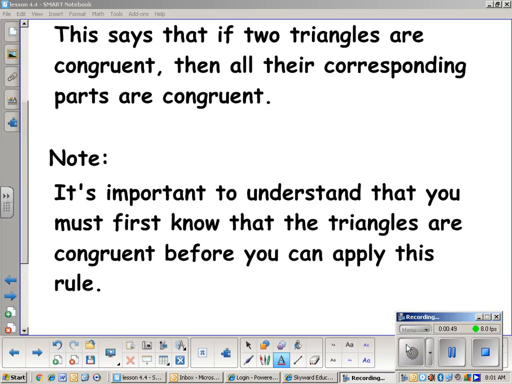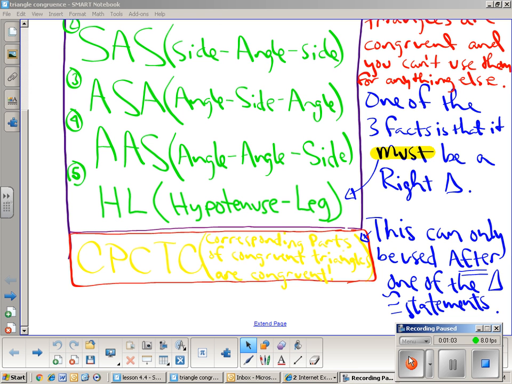It's really important that you understand that you must first know the triangles are congruent before you can apply this rule. Okay? You must first know the triangles are congruent before we can apply this rule. If you pull out your page that has the triangle congruent statements on it, underneath all the 5 triangle congruent statements, there's CPCTC. Stands for corresponding parts of congruent triangles are congruent.